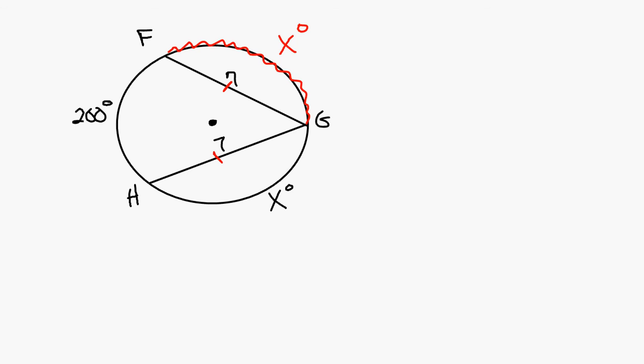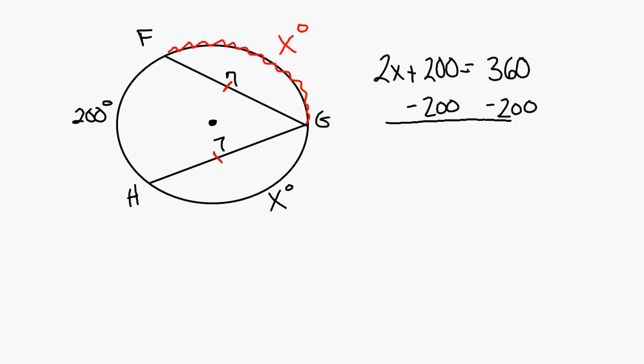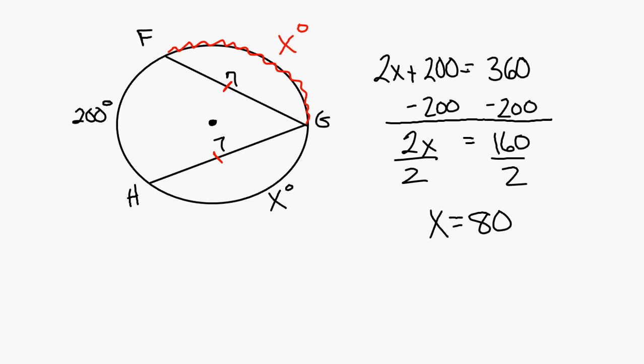So what do all of these arcs in this picture have to add up to? It's a circle. They got to add up to 360, don't they? So you've got an x plus an x plus 200. So you've got 2x plus 200. That has to equal 360. Okay? So if you subtract 200 from each side, then 2x is equal to 160. And if you divide both sides by 2, then x is equal to 80. Anybody have any questions on any of those types of problems?